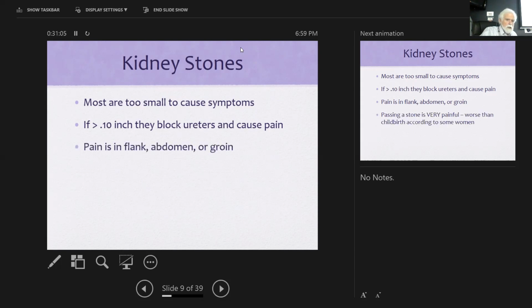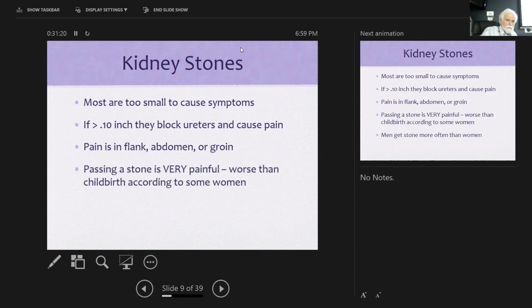You can feel pain in a wide variety of areas. This makes them a little bit hard to diagnose, unless, of course, you have a history of kidney stones. And a lot of people that have kidney stones have recurring kidney stones. It can be very, very painful. Women will say that it's worse than childbirth.